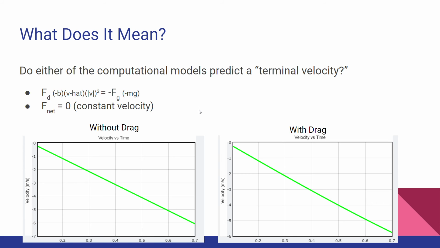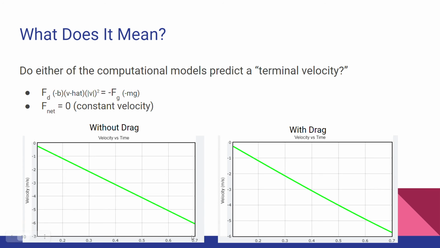So what does this mean? Do either computational models predict a terminal velocity? A terminal velocity would indicate that the drag force is equal and opposite to the gravitational force. This would result in them canceling out, and then F net would equal 0, which indicates a constant velocity.